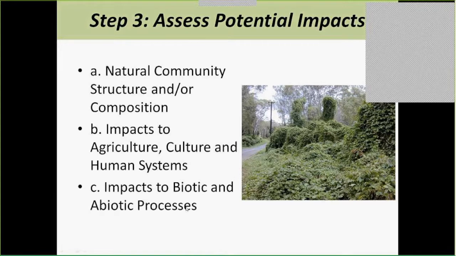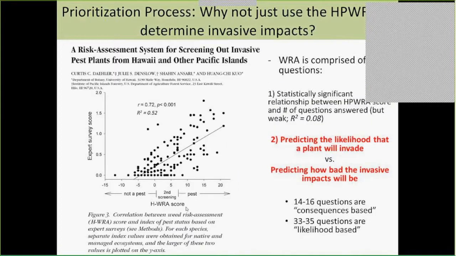So this is where I get a lot of questions. Why don't you just use the Hawaii Pacific Weed Risk Assessment to determine invasive impacts? Why are you adding more criteria? And so here on the left-hand side, we have the paper that vetted the Australian weed risk assessment and adapted it for Hawaii by Kurt Daehler et al. So this is the paper where the WRA was tested.